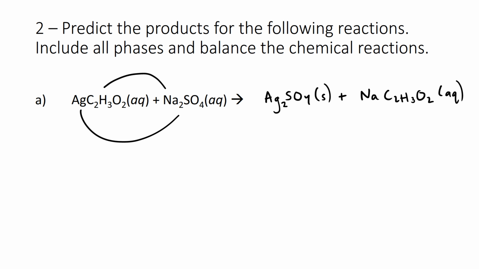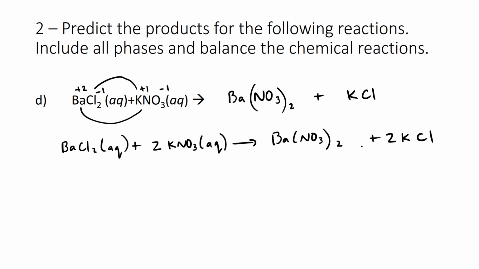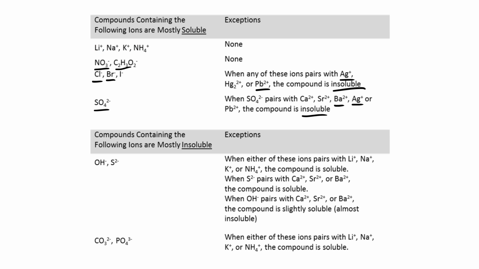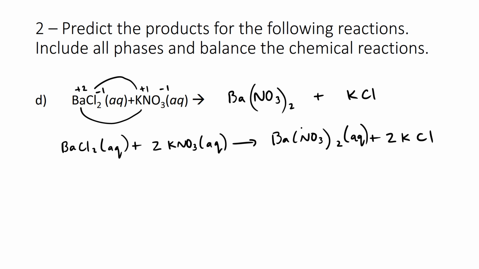We'll go back and look at the solubility chart for NO3. It has no exceptions, so this product is going to be aqueous. And then we'll go back and look at the KCl. K is soluble, it has no exceptions. So that product will also be aqueous. And because those products are both aqueous, there's no solid formed when the reaction happens. We're going to go ahead and say that there is no reaction here.